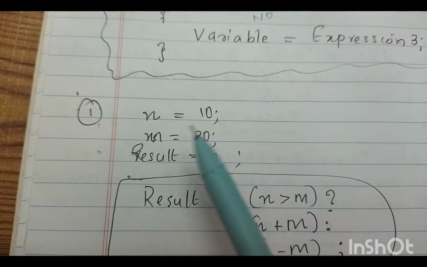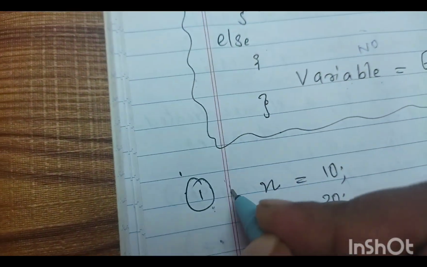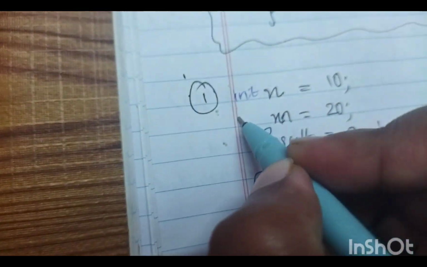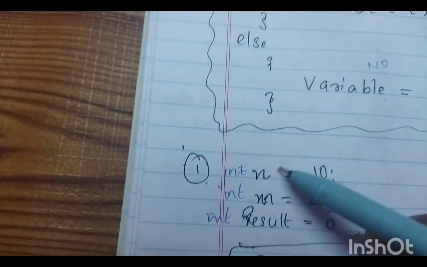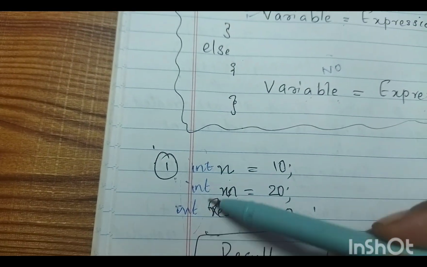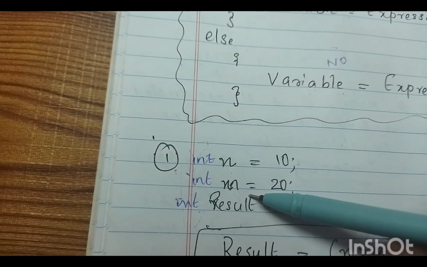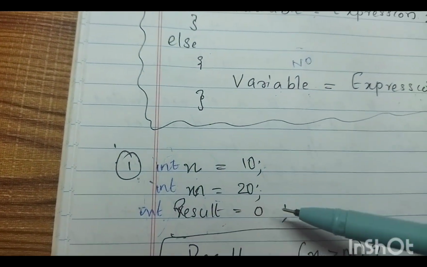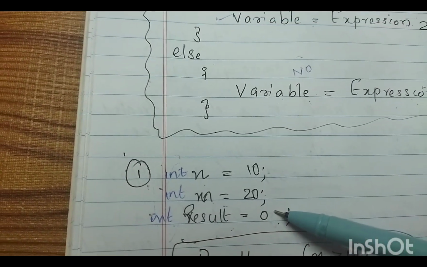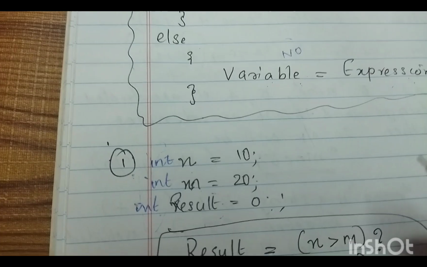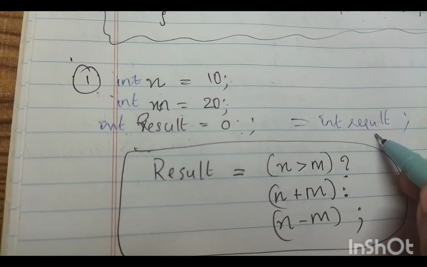n is equal to 10, that is, n is an integer variable, int n. Let me write it as int n is equal to 10, and int m is equal to 20, int result. So there are 3 variables, n, m, result. All 3 of them are integer variables, n is initialized with the value 10, m is initialized with the value 20, result is initialized with 0. Why are we initializing an integer with 0? We can write it as int result semicolon also. This is also the same as int result semicolon. This is also possible, and this is also possible.